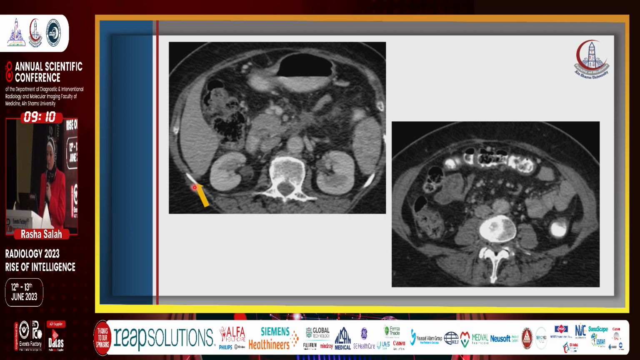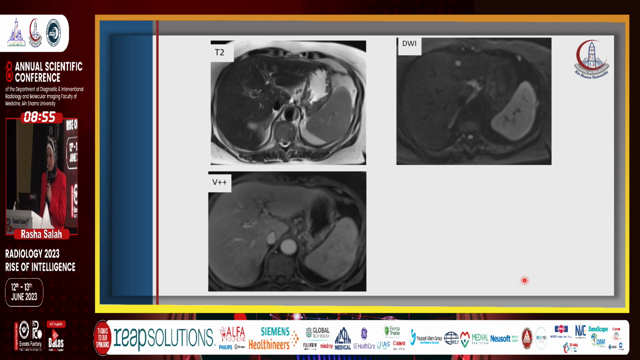This is a small nodule over here, and there are some nodules at the omentum around the transverse colon. Unfortunately, they were missed on the initial assessment. And this is another paracolic nodule at the paracolic gutter bilaterally.